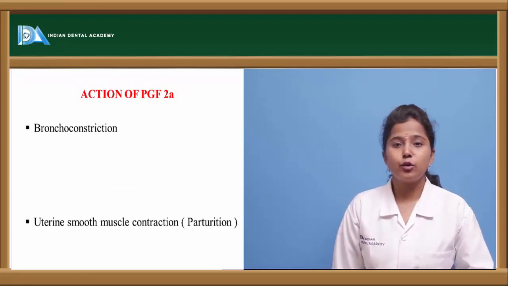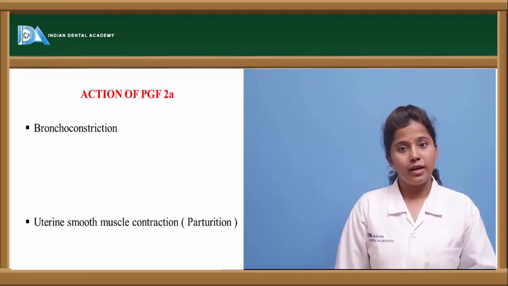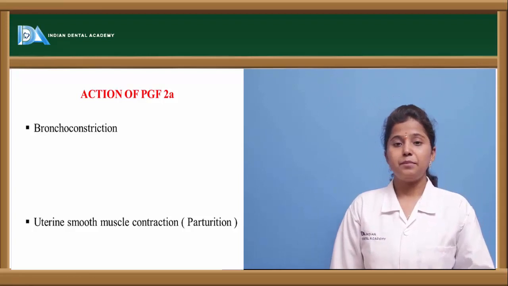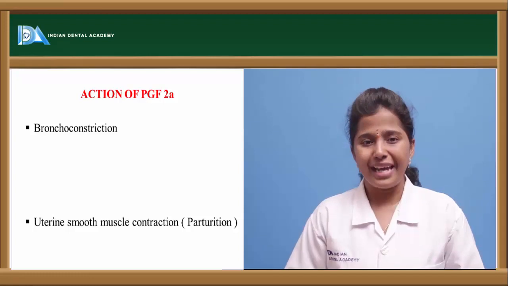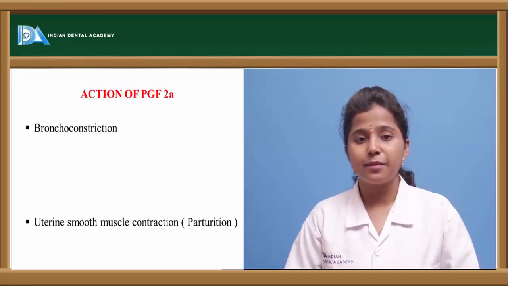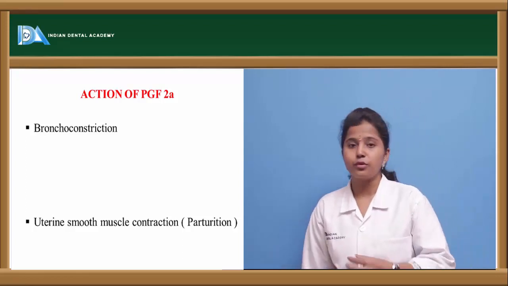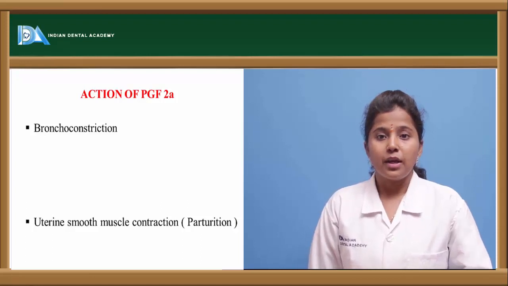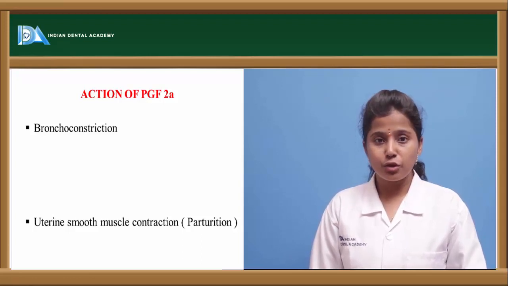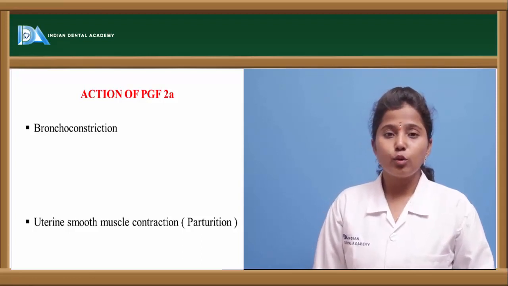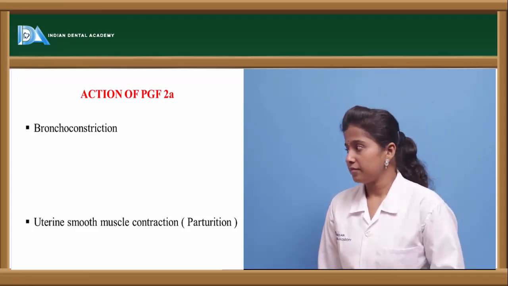Next, PGF2A. PGE2 as well as PGF2 have two types, PGF2A and PGF2B, and PGE2A and PGE2B. PGF2A is more useful, and it shows actions called bronchoconstriction as well as uterine smooth muscle contraction. PGD2 and PGI2 show relaxation of the smooth muscle, but PGF2 shows constriction of the bronchial smooth muscle as well as uterine smooth muscle.